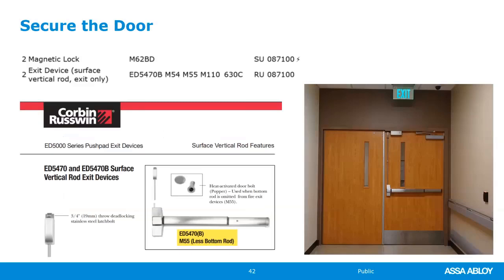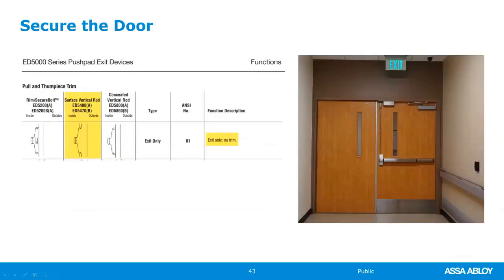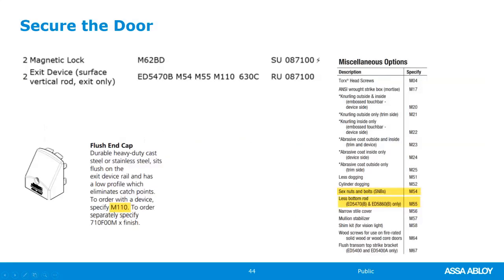The exit devices, surface vertical rod, less bottom rod. This particular pair is non-fire rated. We have no trim, exit only, which is very common on double egress. We don't want to have trim here. It would serve no purpose. The heavy duty flush end cap, the M110, and the M54 is the through bolts. M55 less bottom rod.